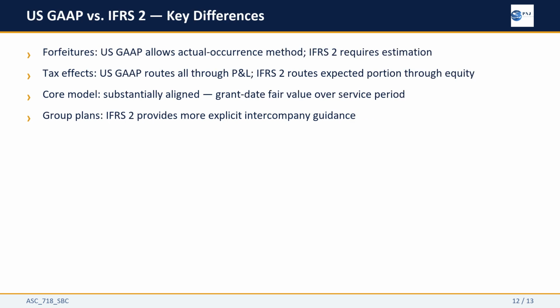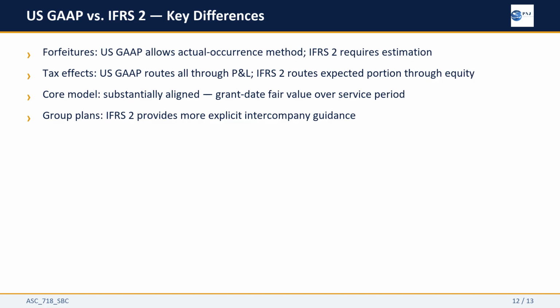ASC 718 and IFRS 2 share the same core principle and are broadly converged, but two practical differences matter. On forfeitures, US GAAP allows entities to choose between estimating forfeitures up front or recognizing them when they actually occur. IFRS 2 requires the estimate approach. There is no actual occurrence election. For companies converting from IFRS to US GAAP or comparing across jurisdictions, this creates potential differences in early period expense patterns for high turnover populations.